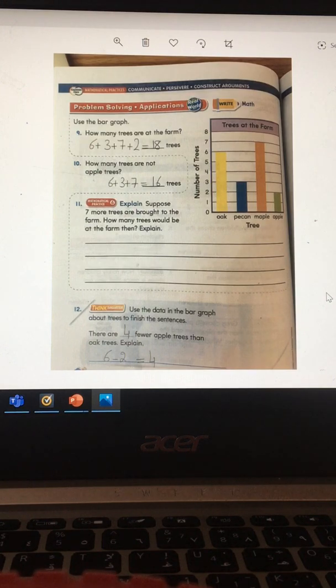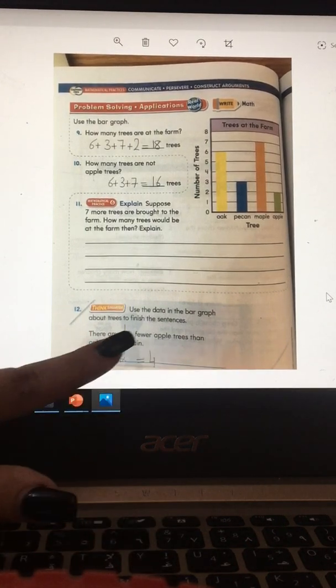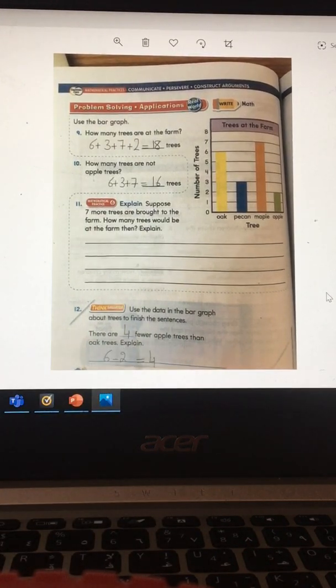Now let's move on to the last question, which is question 12. Use the data in the bar graph about trees to finish the sentences. There are how many fewer apple trees than oak trees? Explain. Now we are going to compare the apple trees and the oak trees. I'm going to see how many fewer apple trees there are than oak trees. When I see the word fewer, I have to subtract in order to find the difference between the number of oak trees and the number of apple trees.